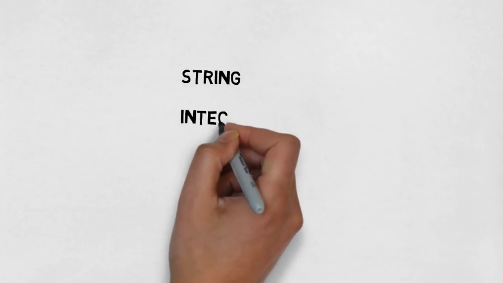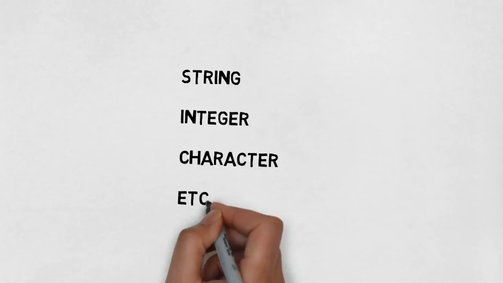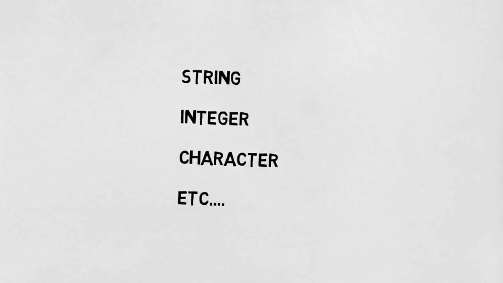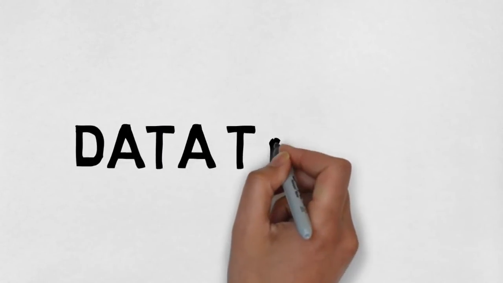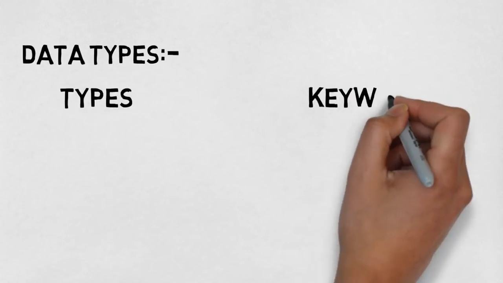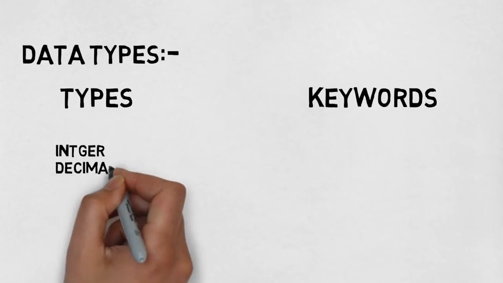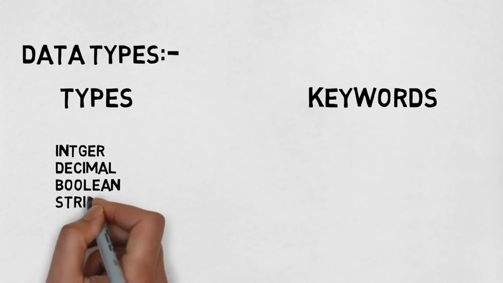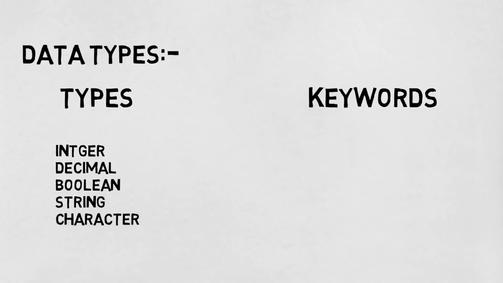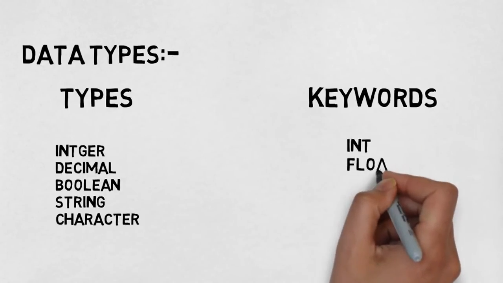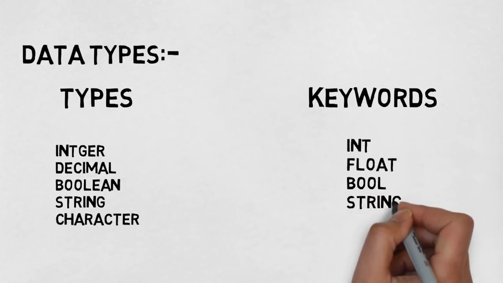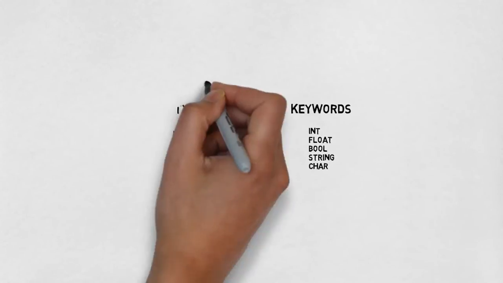So as we know, data can be of a string type or an integer type or a character. It is needed to specify this to a compiler, so thus we use data types. So now let us see the types of data used and their corresponding keywords. So data can be an integer, decimal, boolean, string, or a character, and their corresponding keywords are int, float, bool, string, and char. So now let us see this using some example.